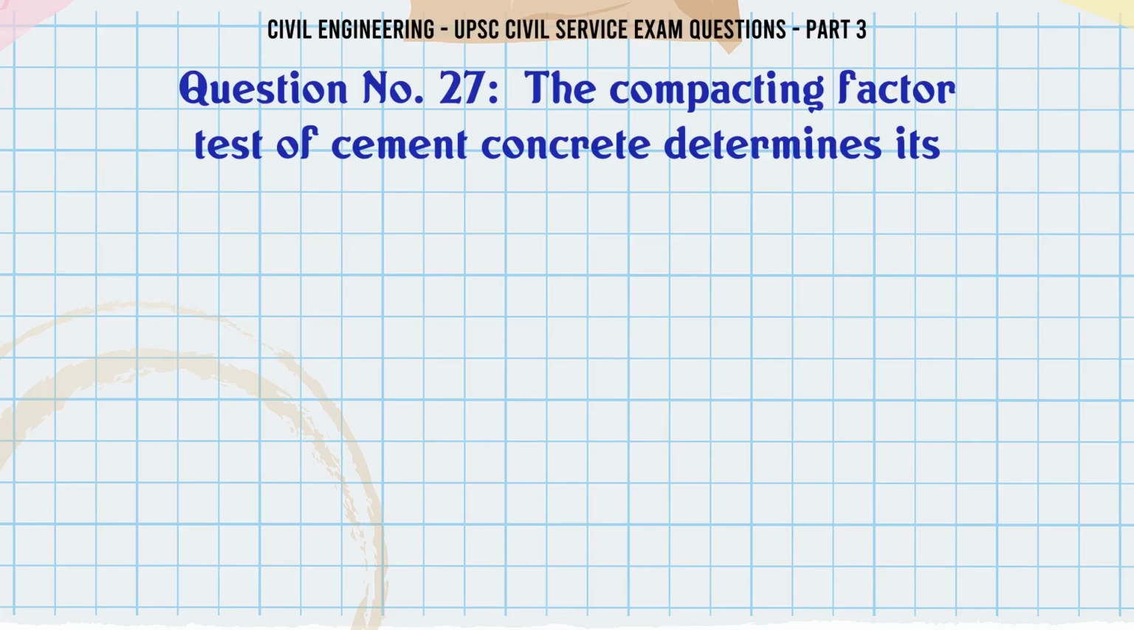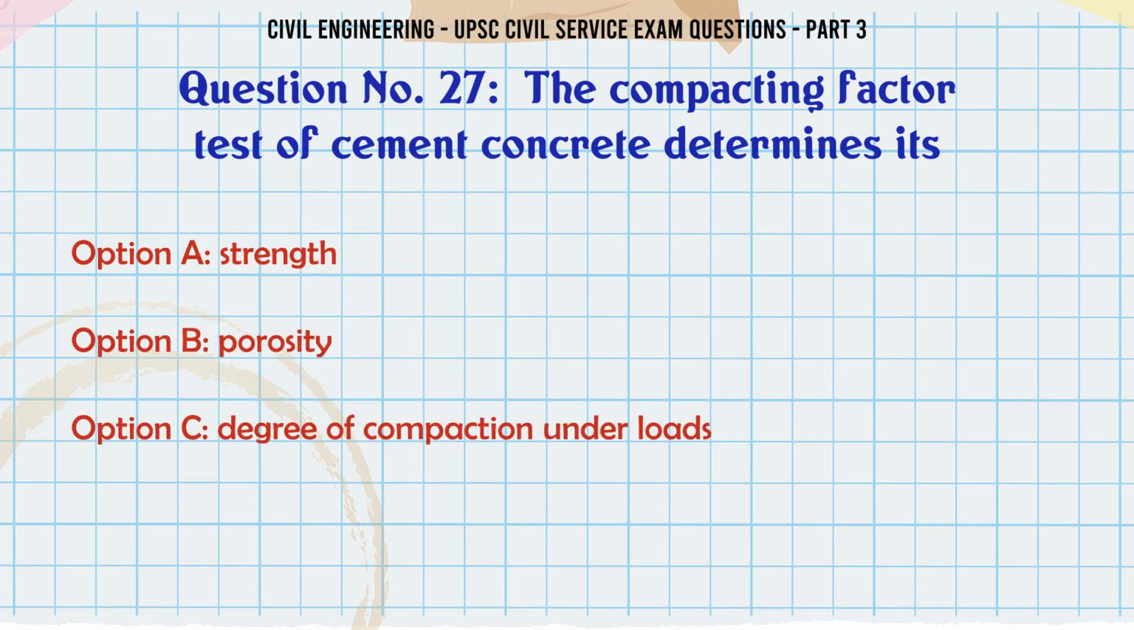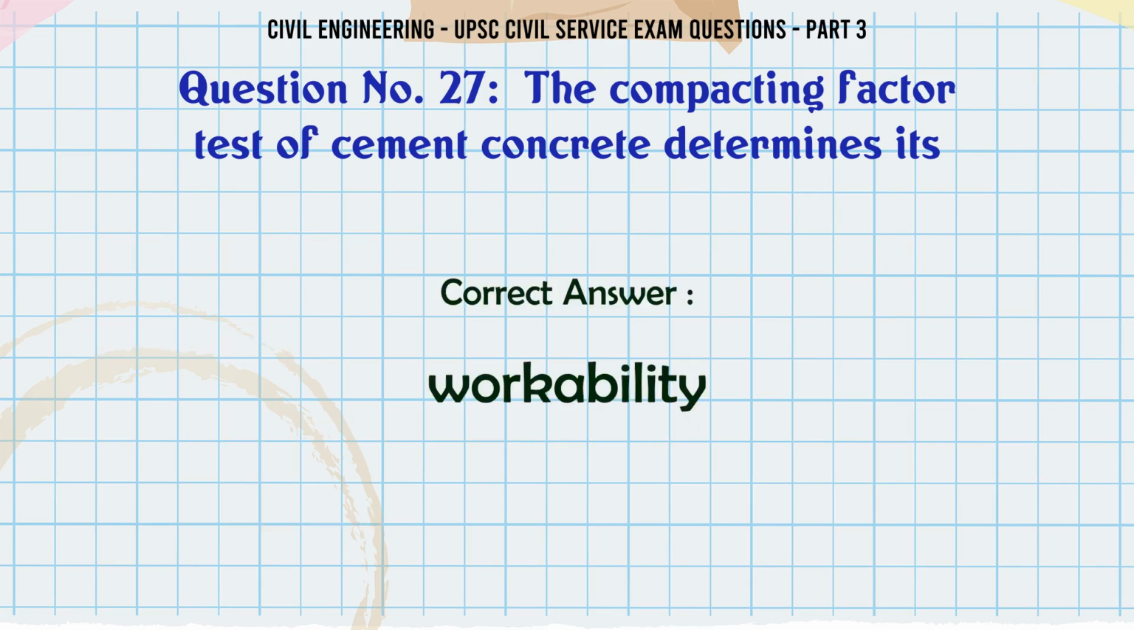The compacting factor test of cement concrete determines its: A, strength; B, porosity; C, degree of compaction under loads; D, workability. The correct answer is workability.